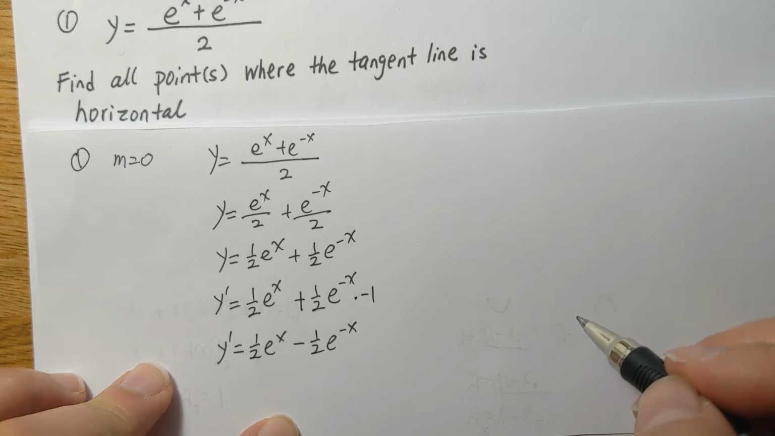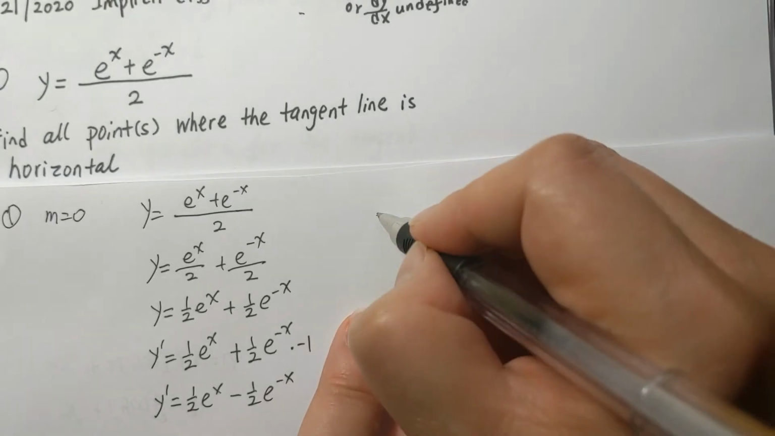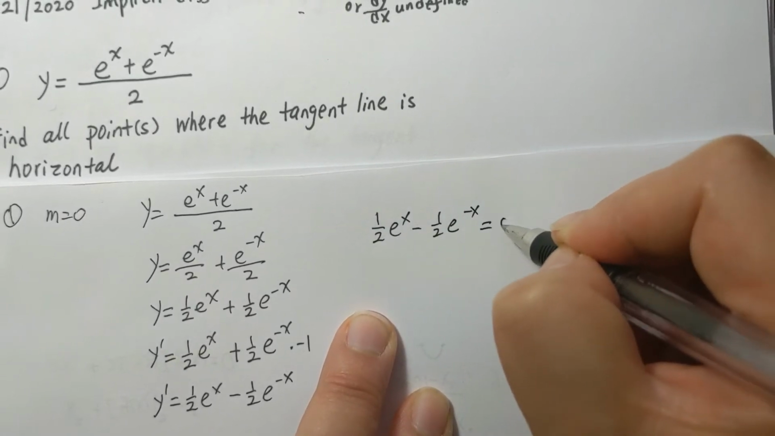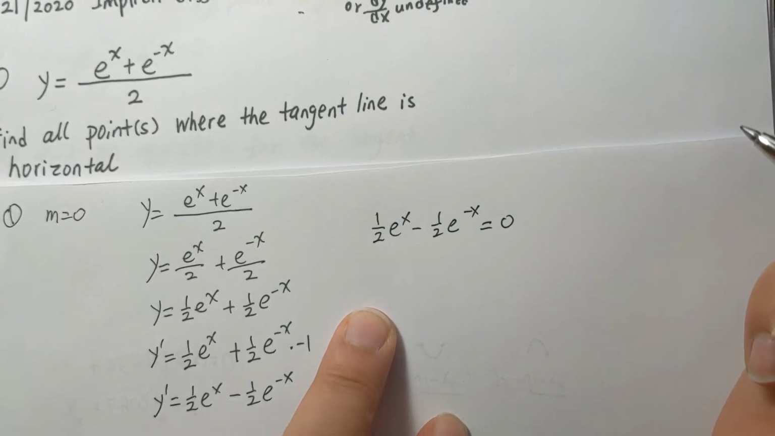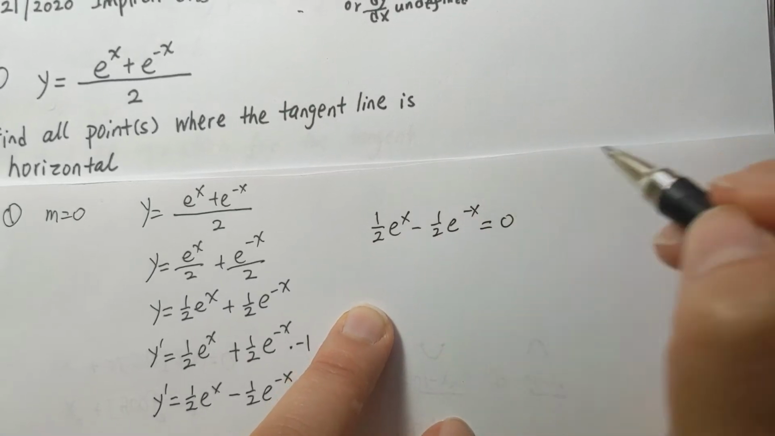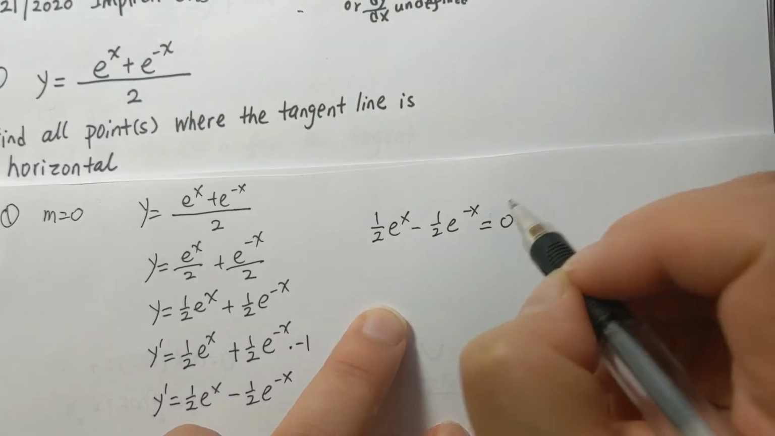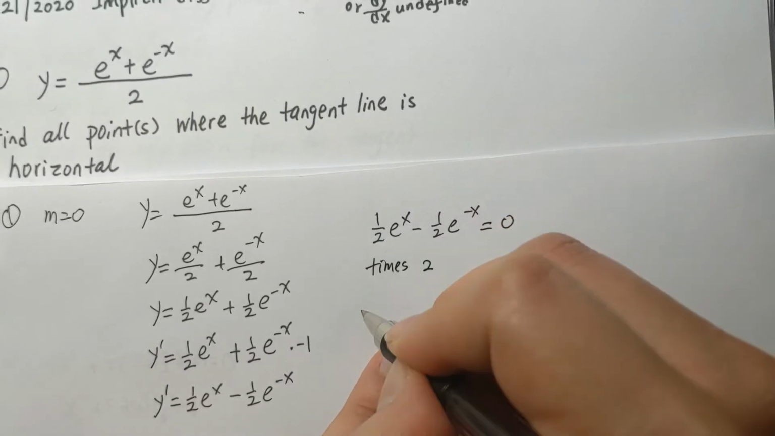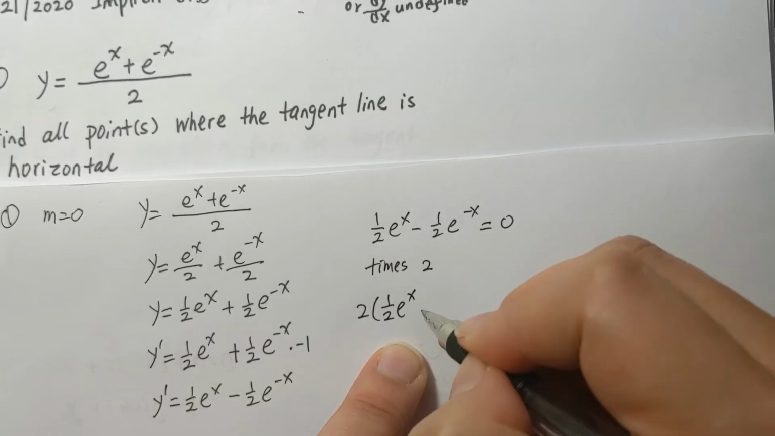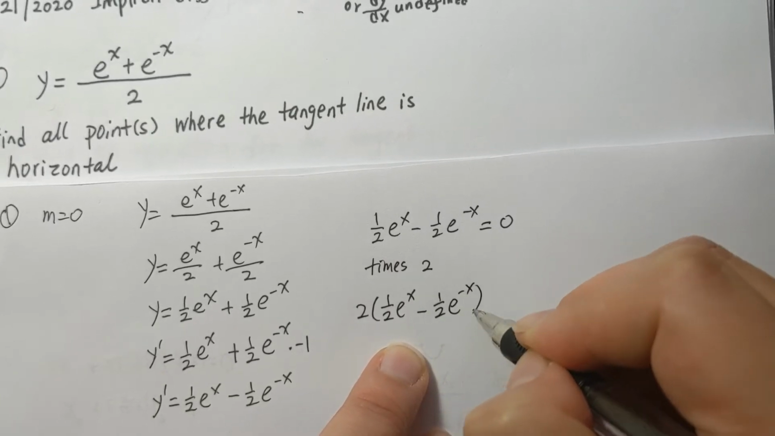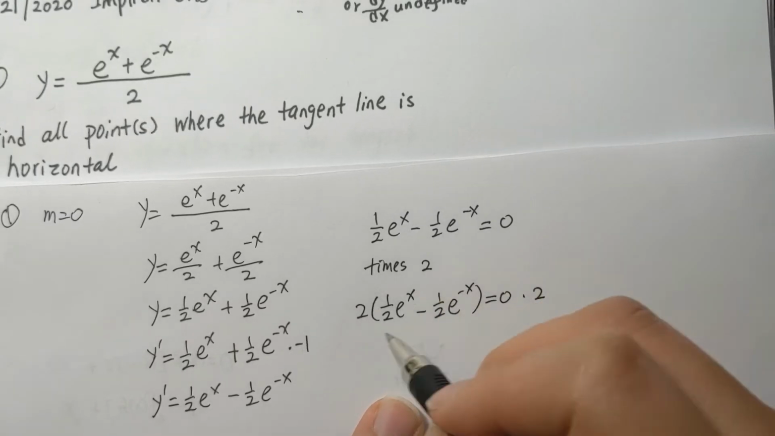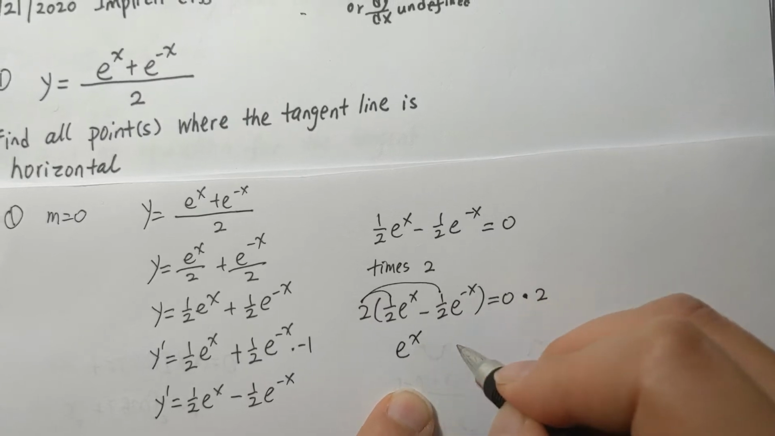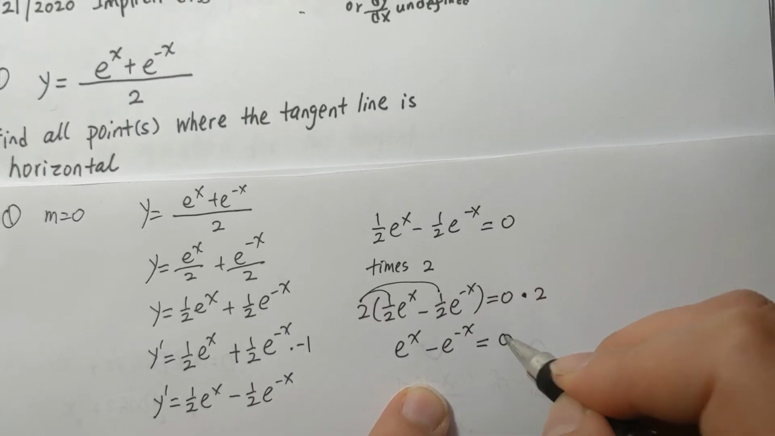So we need to make the slope equal to 0. So we're going to make 1/2 e to the x minus 1/2 e to the negative x equal to 0. From here, there is more than one way to solve the problem. It's up to you how to solve it. I decide to multiply each side by 2. So we get e to the x minus e to the negative x equal to 0.